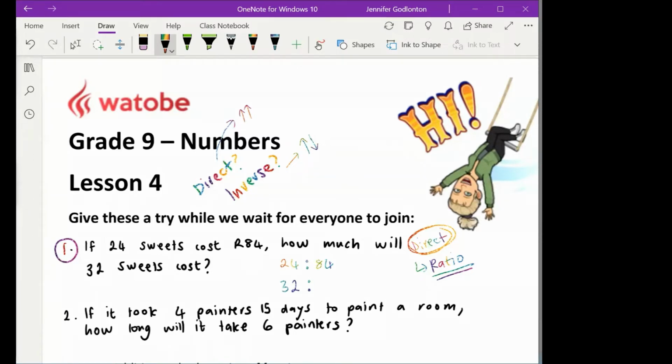Who thinks they can tell me? Have a look at what I've done there for you for ratio and grab your calculators and tell me if you can figure out how much 32 sweets will cost.